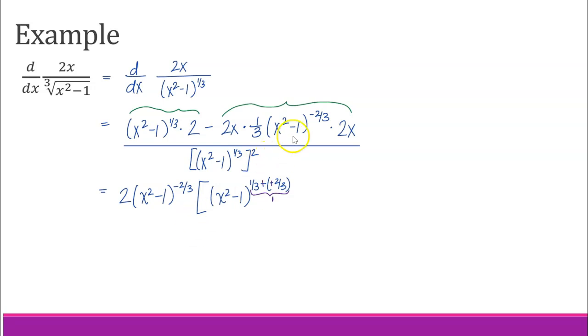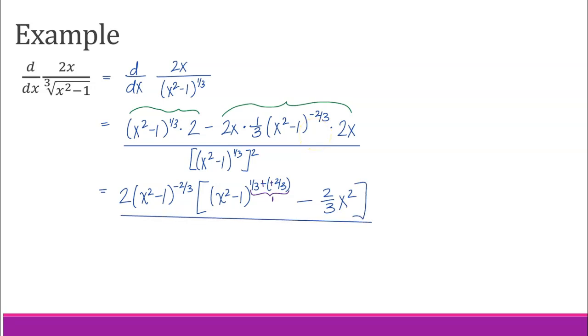All right, so let's move on. What's left over from the second term? Well, we took out a 2 and x squared minus 1 to the negative 2/3. So what do we have left? We're going to have a 2/3 left, an x squared left, and that's it, right? Because we took out one of the 2's and then the entire binomial to the negative 2/3. So that's all that's left there.